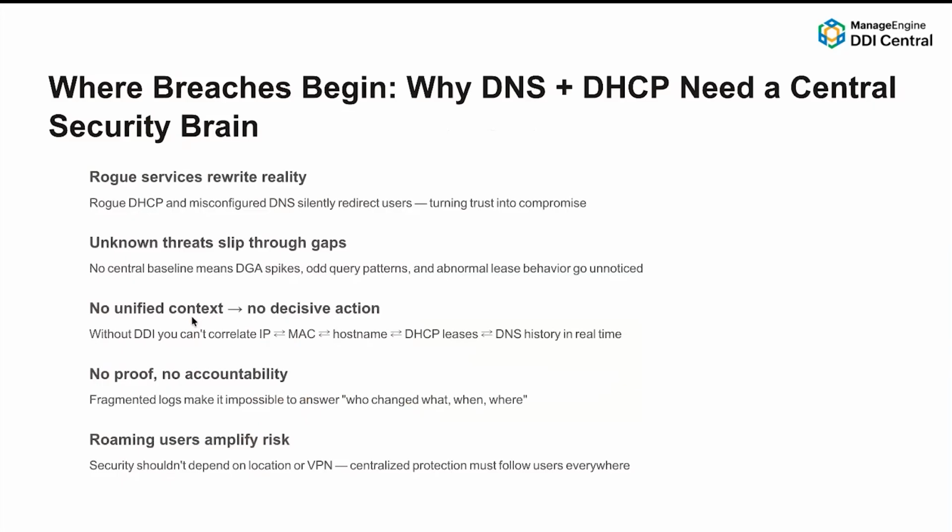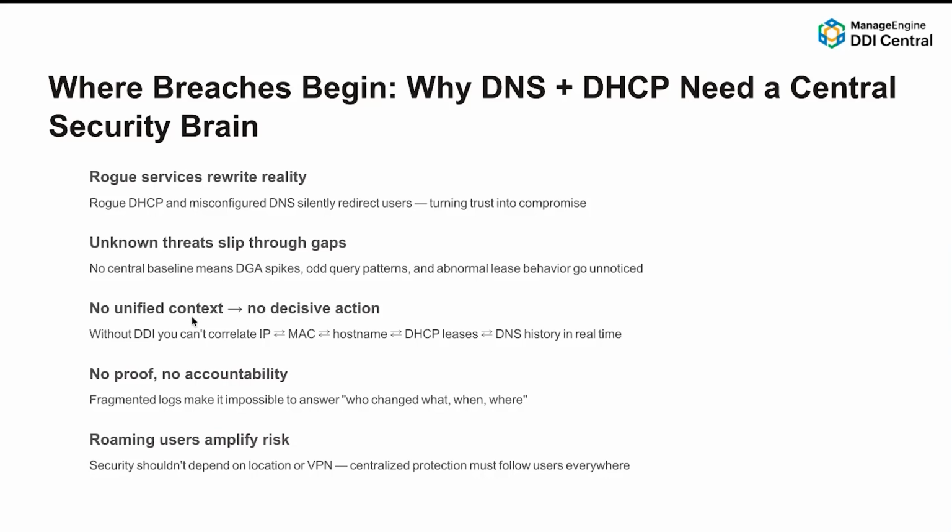Breaches often begin because DNS and DHCP lack a central security brain. Rogue services rewrite reality, unknown threats go unnoticed. Without correlation, you cannot act decisively. Fragmented logs eliminate accountability, and roaming users amplify risks.